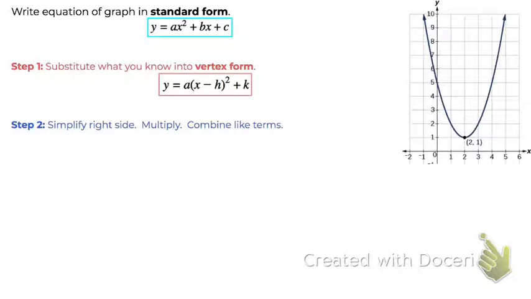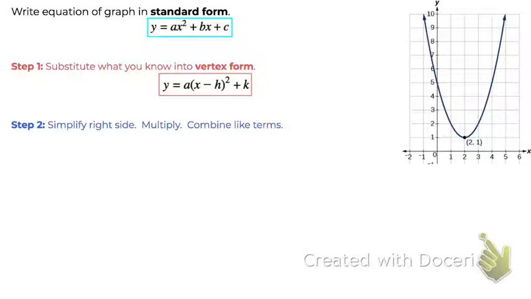Here we're asked to write an equation of a graph in standard form, and we're given a graph of a parabola, so we know it's a quadratic equation. To do this, we're going to have to first write it in vertex form, and then convert that by simplifying into standard form.